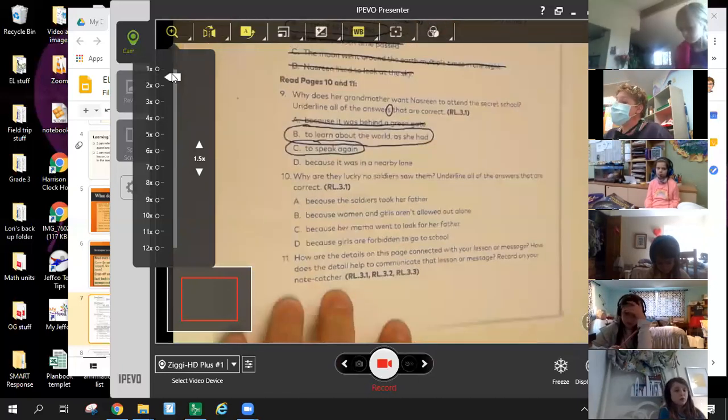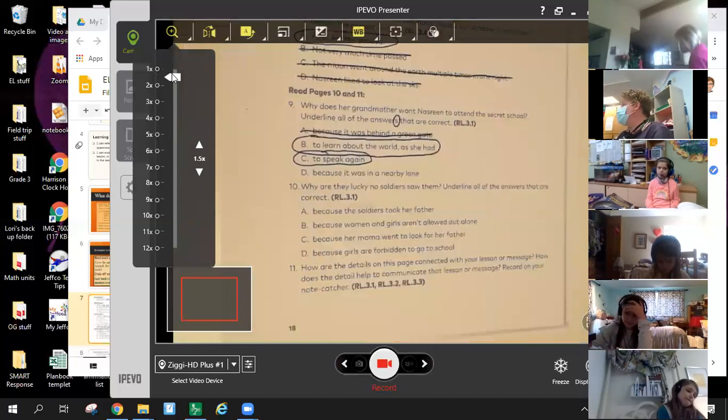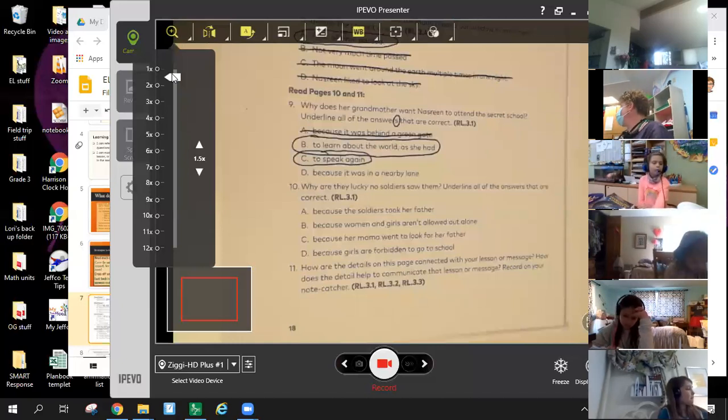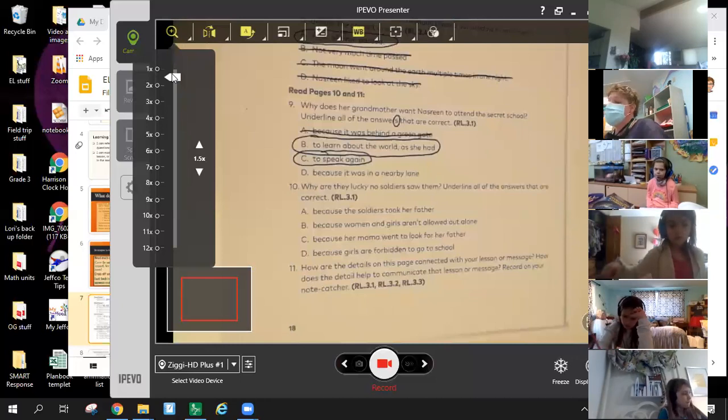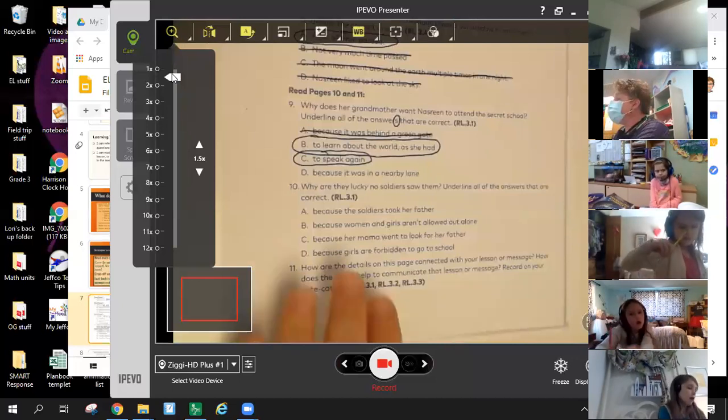So the last one says because it wasn't a nearby lane. Well, it was. Did that make it easy for her to get to that secret school? Yes. But is that why she wanted her to attend the secret school? No. It's tricky. It is tricky. Yes. Don't let them trick you, for sure.